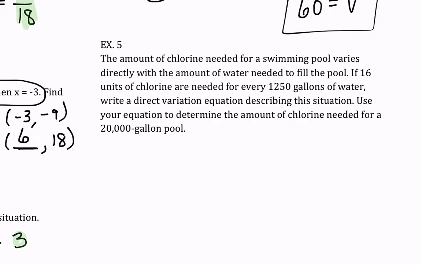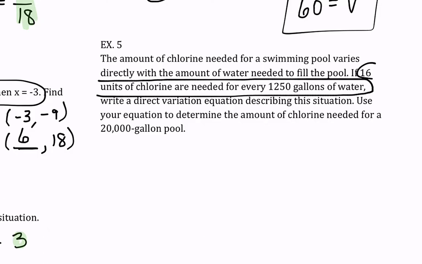Okay, the amount of chlorine needed for a swimming pool varies directly with the amount of water needed to fill the pool. If 16 units of chlorine are needed for 1,250 gallons of water, use your equation to determine the amount of chlorine needed for a 20,000 gallon pool.